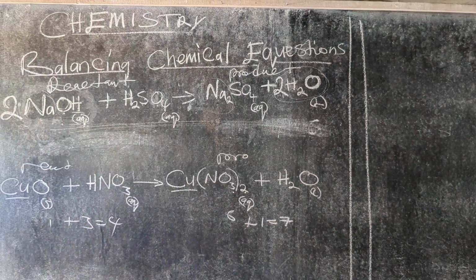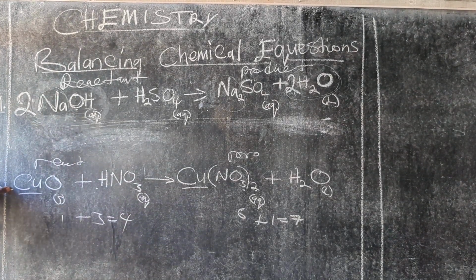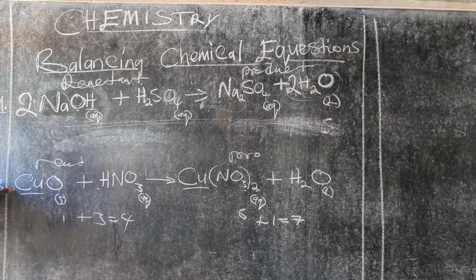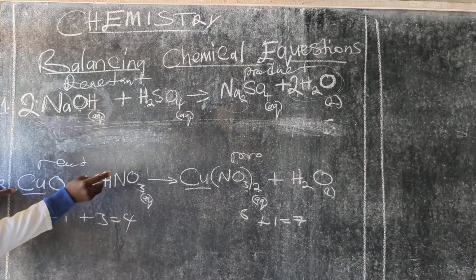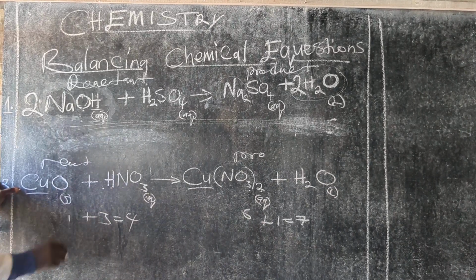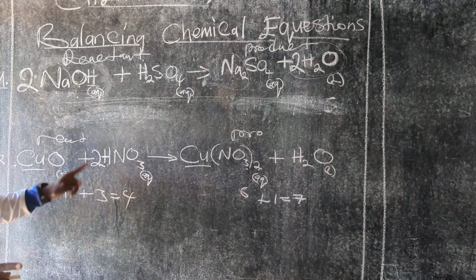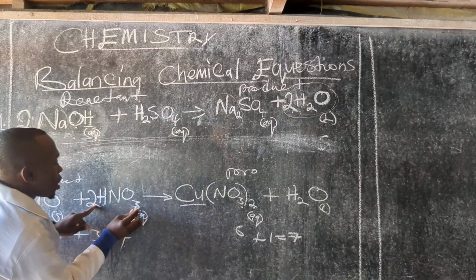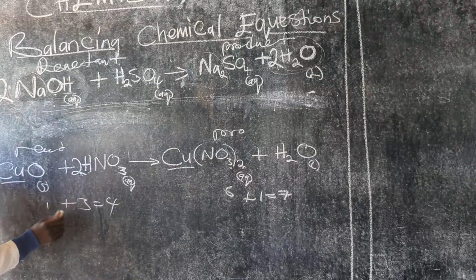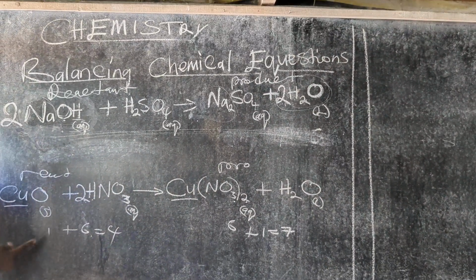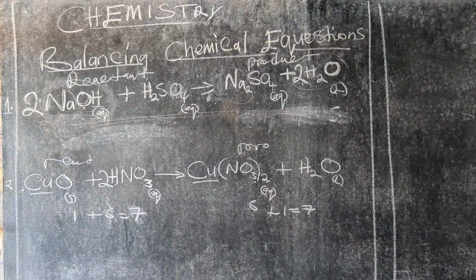So now let us try to balance this one. Where are we going to put a number? Here or here? Mind you, if we decide to put a number here, we are going to affect copper, which is already balanced. So we're going to add a number here, because we haven't balanced hydrogen yet, and we haven't balanced nitrogen yet. So we're going to add a 2 here. Mind you, this 2 has affected everything. So this 2 multiplied by this 3 of oxygen is 6. So here we are having 6 of oxygen plus this one, and it will give us 7. So which means oxygen has balanced.